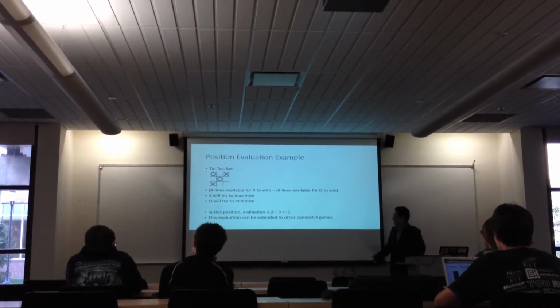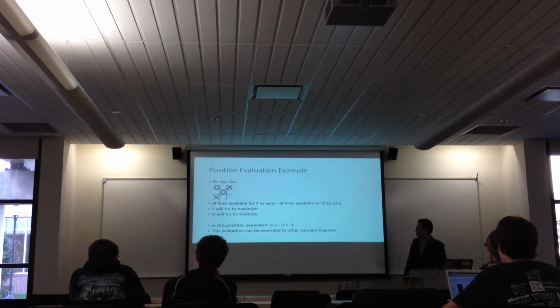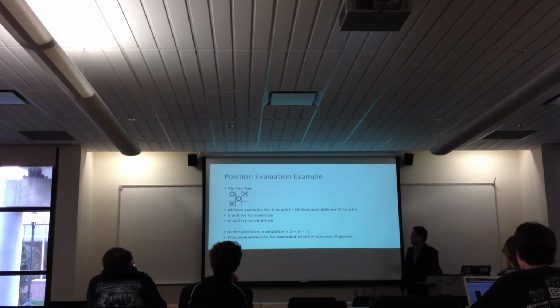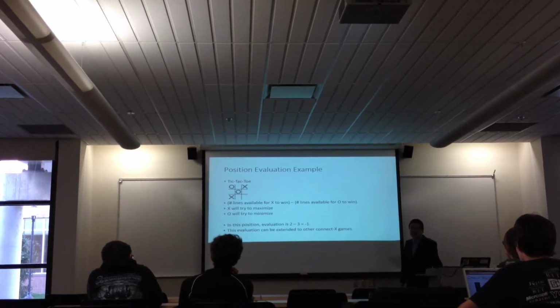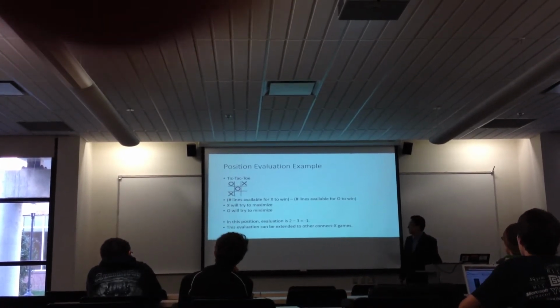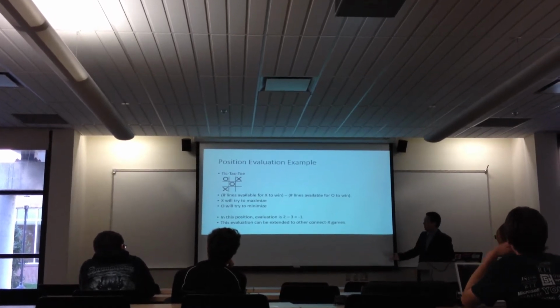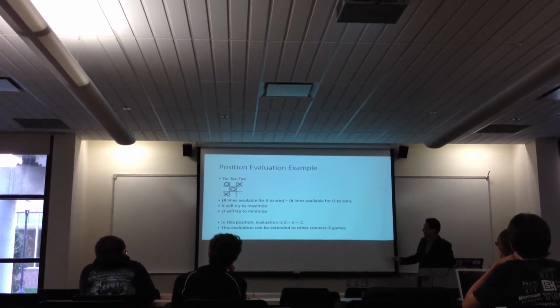So I might say, okay, this position evaluates 2 minus 3, because the lines that X has left are good, because X is trying to win. And the lines that O has left are bad, because then X loses. So I might assign a value of -1.